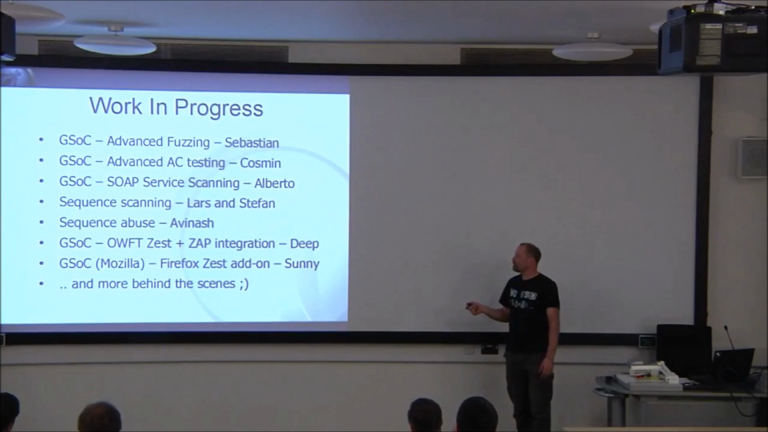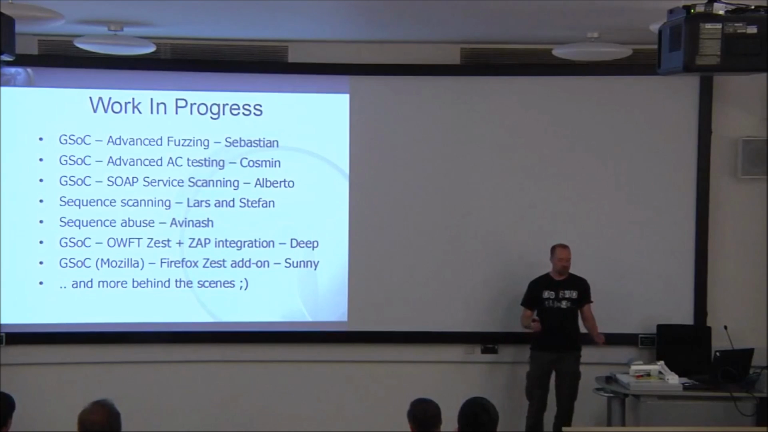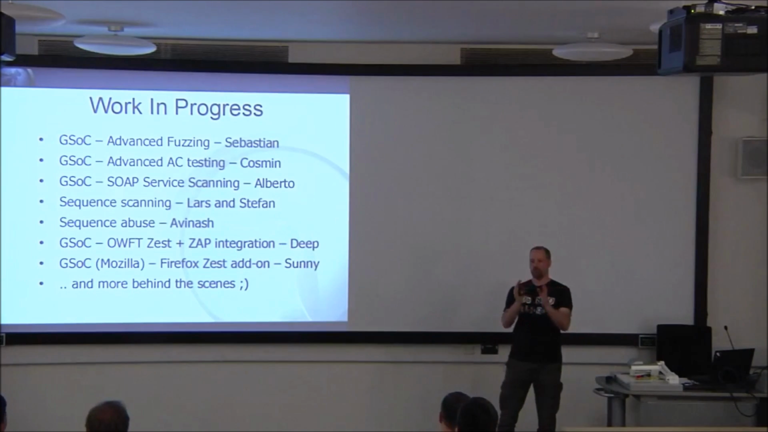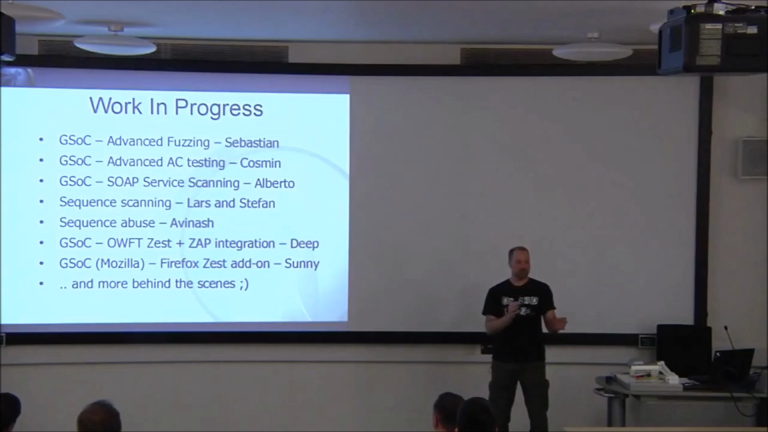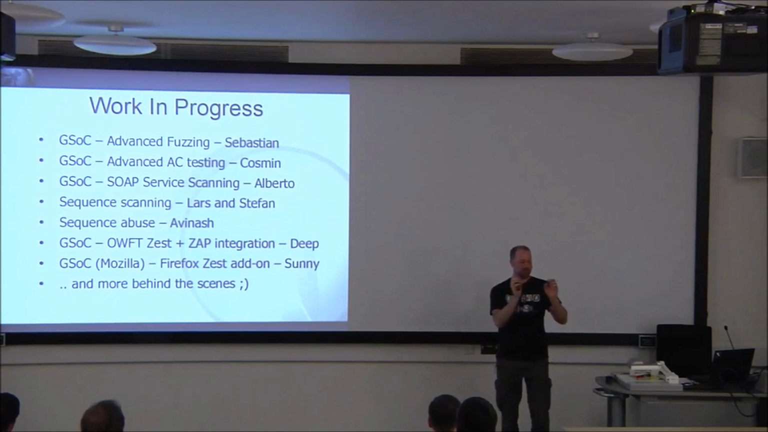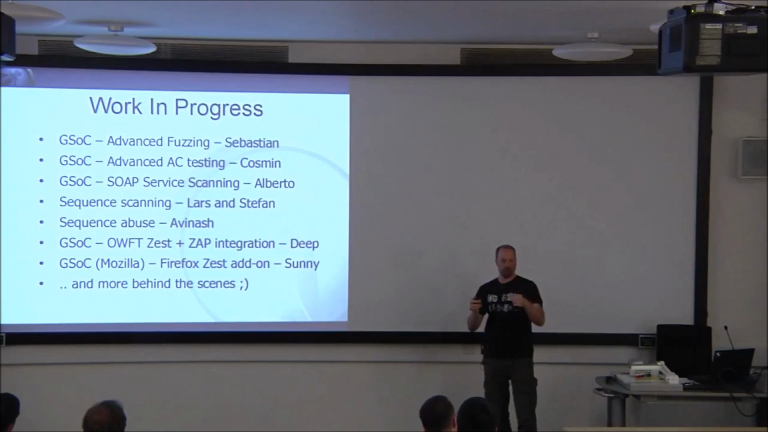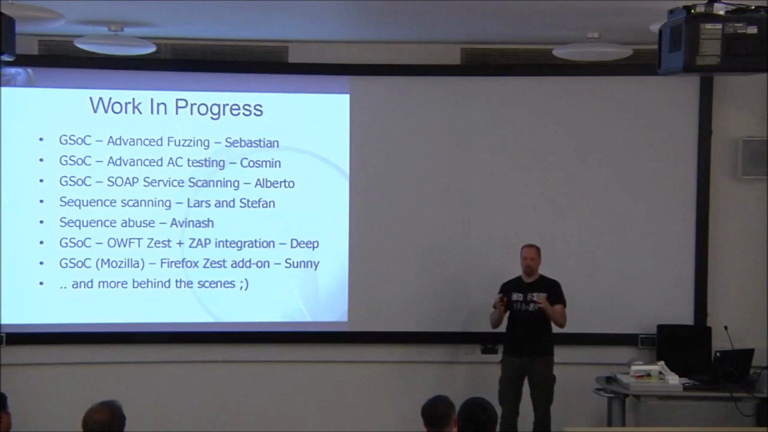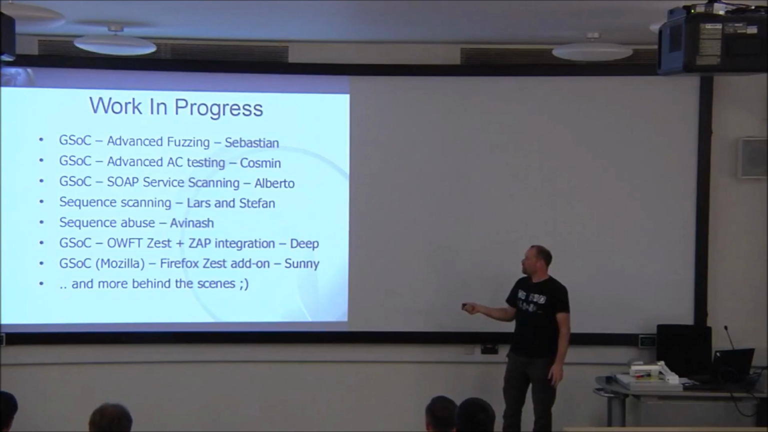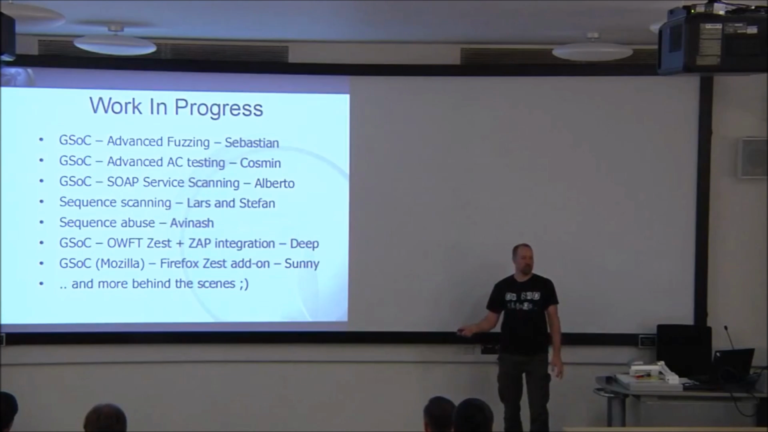Lars and Stefan are working on sequence scanning. So by sequences I mean things like your kind of wizard interface where you have page 1, page 2, page 3. And at the moment, ZAP, like pretty much all scanners, will go page 1, parameter 1, attack. Page 1, parameter 2, attack. Page 2, parameter 1, attack. And the application should go, well, you're out of sequence, go back. But, you know, it'll just carry on blindly. So the idea is we're going to allow ZAP to understand sequences.